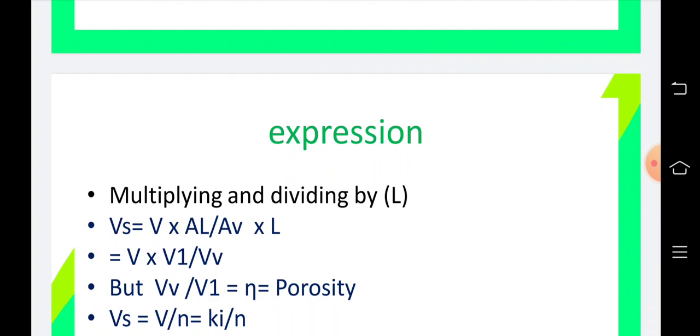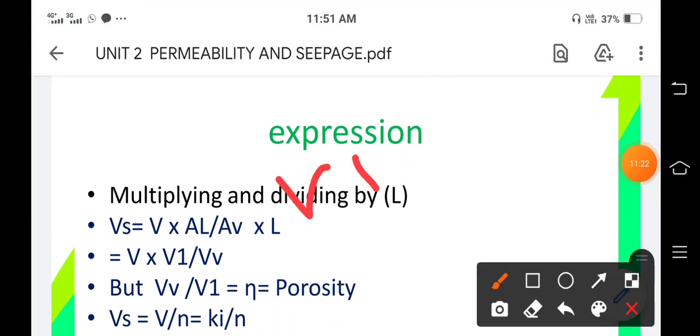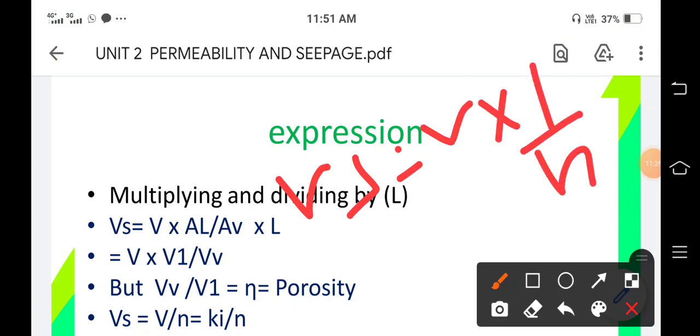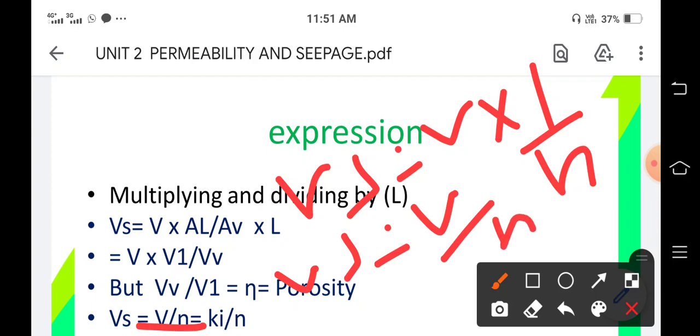But we know that the formula for the porosity is the volume of voids to the total volume. So our formula becomes Vs equal to V into 1 upon n. So we can write Vs equal to V upon n.